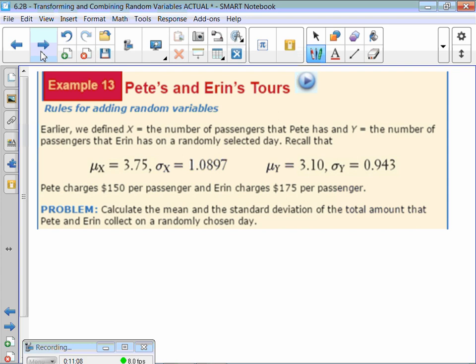Calculate the mean and standard deviation of the total amount that Pete and Aaron collect on a randomly selected day. So I want the total, but this time of the amount of money that we collect. Anyone have an idea as to how I can do that?